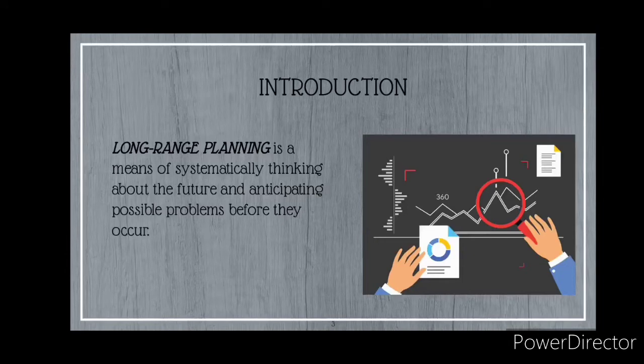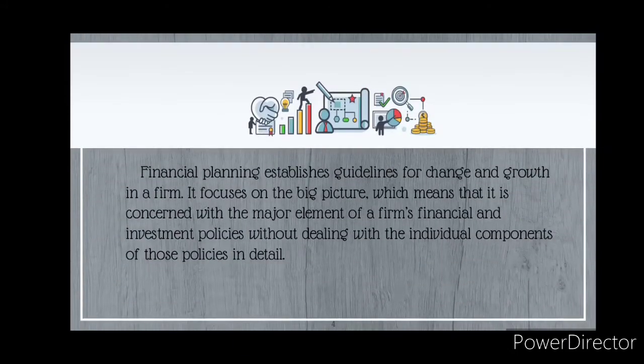Long range planning is a means of systematically thinking about the future and anticipating possible problems before they occur. Planning is said to be the process that at best helps the firm avoid stumbling into the future backward. Financial planning establishes guidelines for change and growth in a firm. It focuses on the big picture, which means that it is concerned with the major elements of a firm's financial and investment policies without dealing with the individual components of those policies in detail.